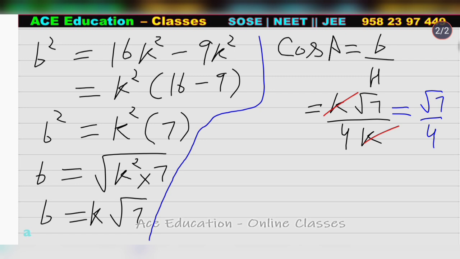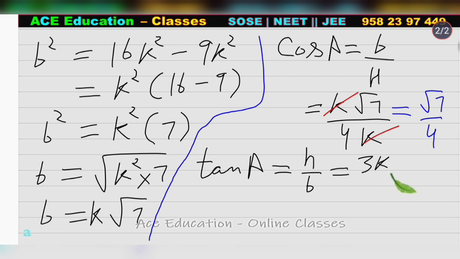Similarly, we can calculate the value of tan A, and we know that tan A is equal to height upon base, and we can put the value of height, that is 3k, and base, that is k root 7. Again we can cut k from numerator and denominator, and finally we get the value of tan A, that is 3 under root 7. So these are the two answers of cos A and tan A.